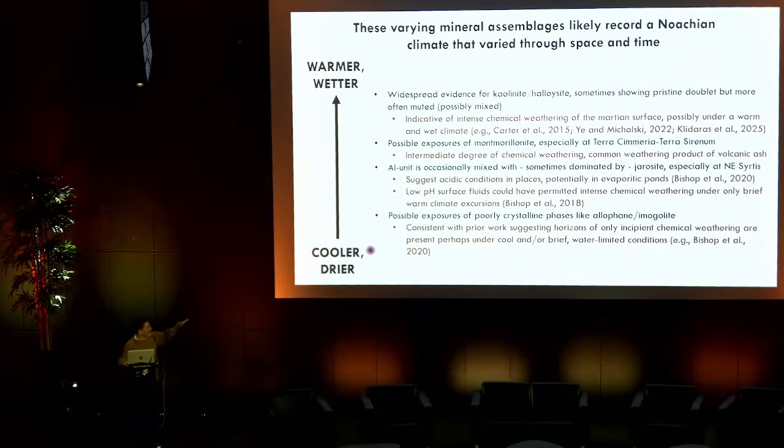And then at the bottom, we're seeing these possible exposures of really incipient clay minerals, like amorphous, polycrystalline phases, and that suggests there are horizons in these clay stratigraphies where there's only beginning chemical weathering, maybe under cool or very brief water-limited conditions. So all these different assemblages are suggesting quite divergent environments. And what I think is really going on here is that there's a lot more complexity. I don't think there's a single Noachian climate or a single Noachian clay stratigraphy forming climate, but rather some really complex story involving varying environmental conditions, both spatially and with time stratigraphically. There's a dimension there too.